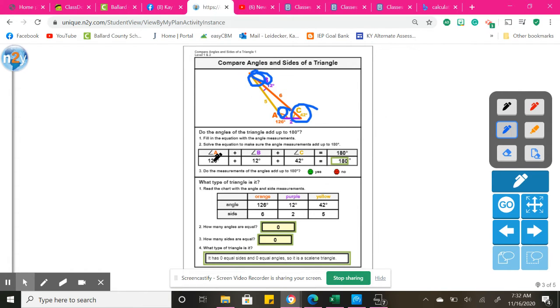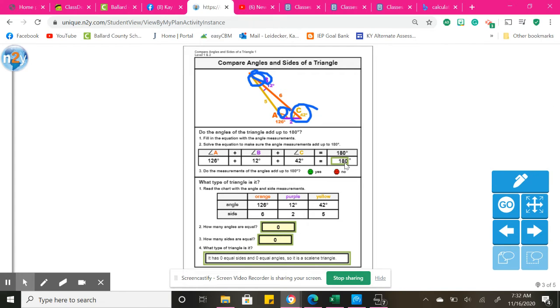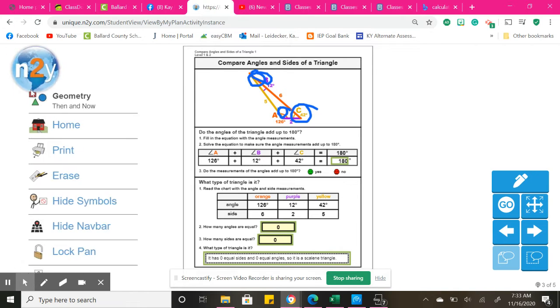So I took the different degrees, the angle of A, which is 126 plus 12 plus 42, and I added those up and I got 180 degrees. And then it asked how many angles are equal. Well, if I look here, none of these numbers are the same. So they're not equal. None are equal, and none are equal sides. So then it asked, I clicked. When you click on this box, there are different boxes that will show up, and I clicked scalene triangle because it was 0 angles and 0 sides that were equal. So you'll complete those.